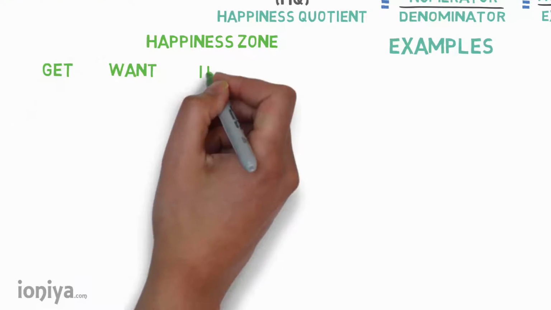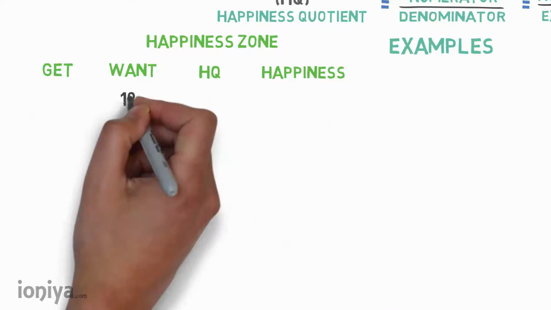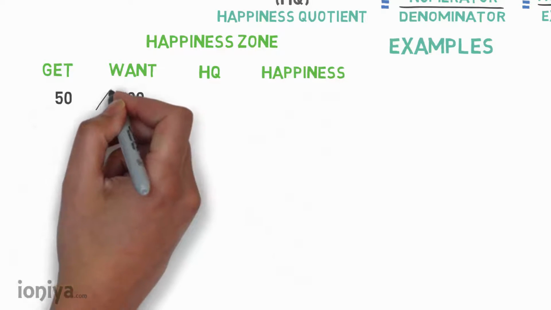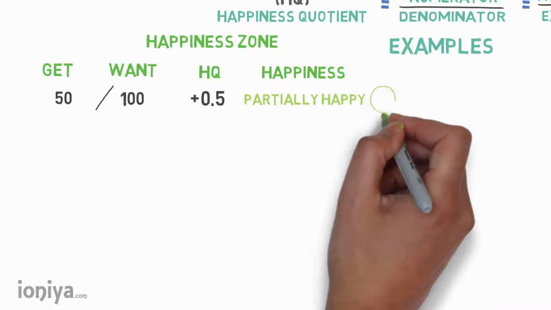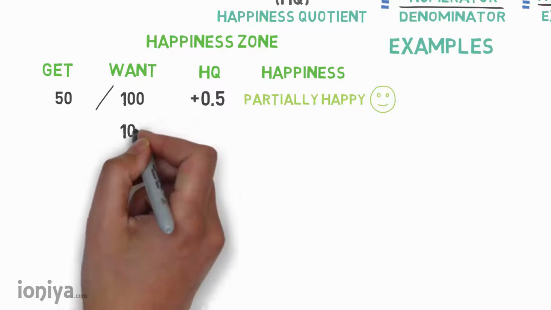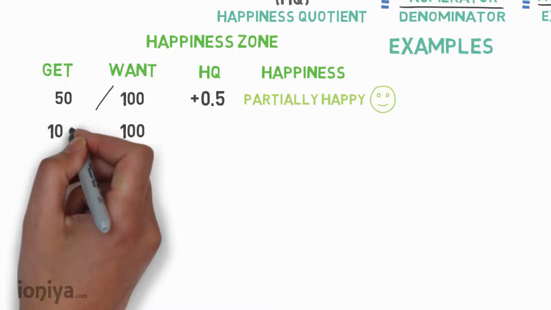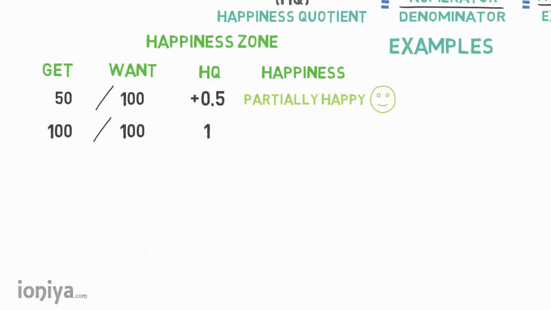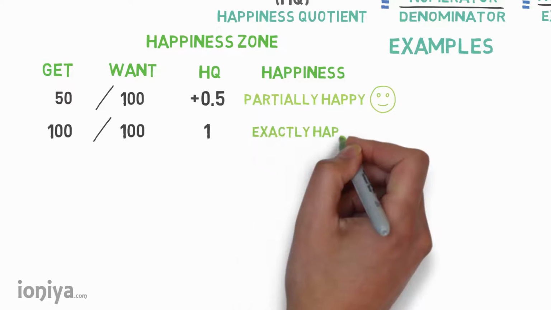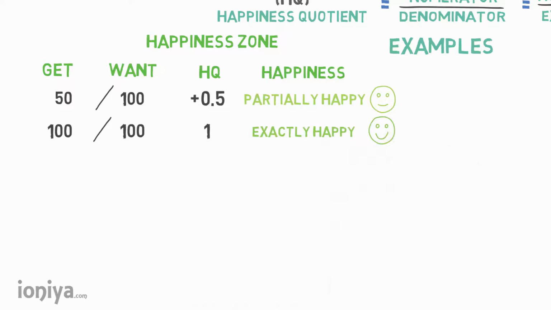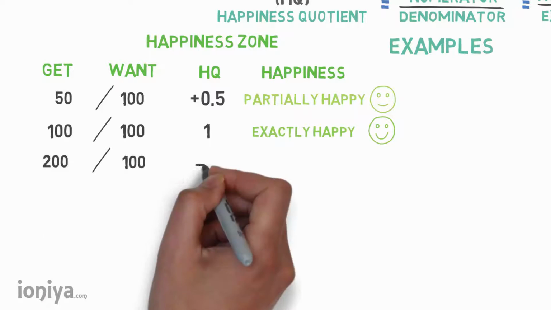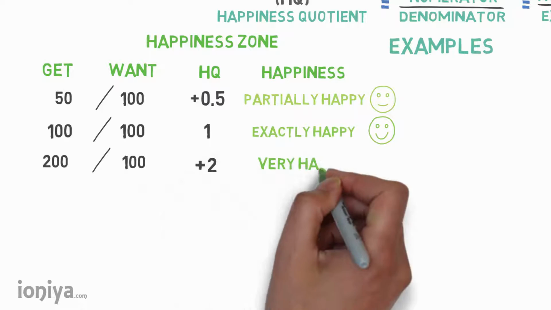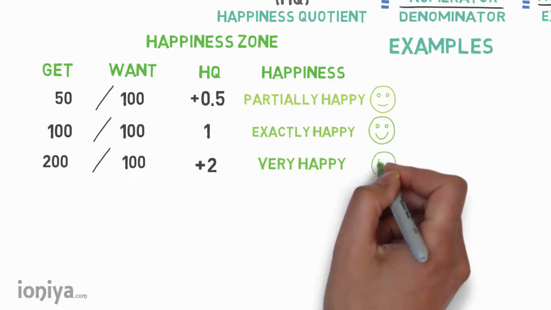If one wants 100 but gets lesser, example 50, so the HQ is equal to plus half. This implies partially or somewhat happy. Next, if one wants 100 and gets exactly 100, so the HQ is equal to plus 1. This implies exactly happy. Further on, if one wants 100 but gets more, example 200, so the HQ is equal to positive 2. This implies excessively or very happy.